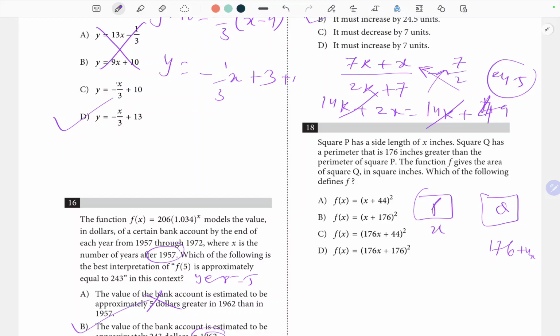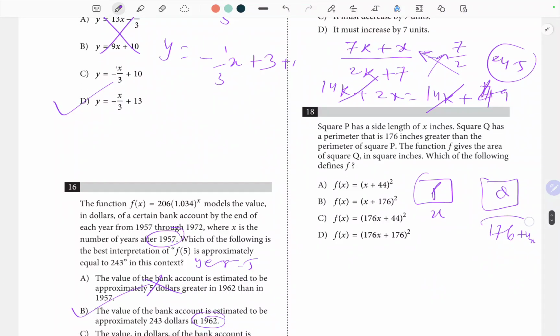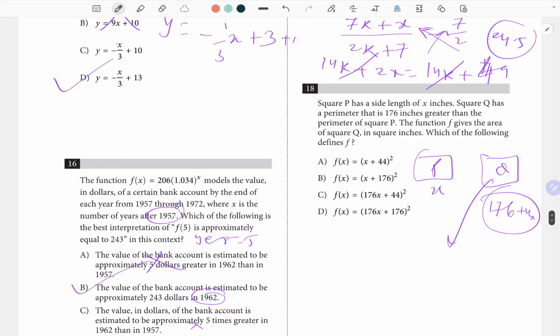gives the area of the square. So this is the perimeter. We need to find the side of the square Q, so we can divide by 4 to get the side. So 176 over 4 will be 44, and 4x over 4 is x. So this is the side of Q. Now area is side squared, so (x plus 44) whole squared, which is A.